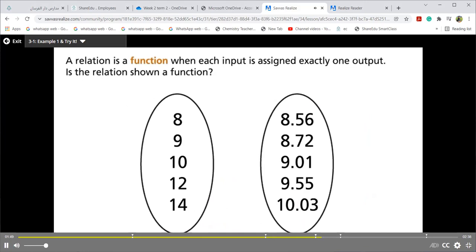A relation is a function when each input is assigned exactly one output. Is the relation shown a function?